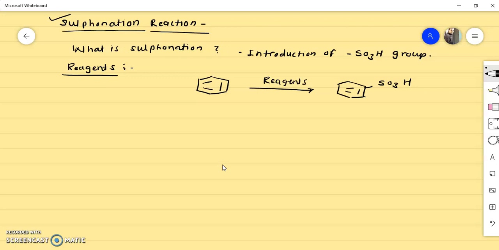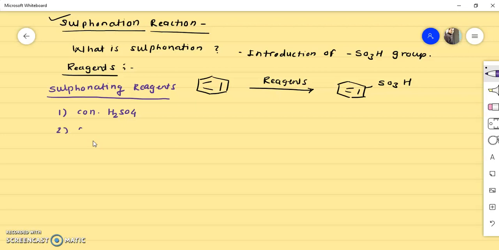Now what reagents are used for this sulfonation reaction, that we will see. The reagents used for this reaction are known as sulfonating agents, or sulfonating reagents. The first and very important one is concentrated H2SO4, remember. Concentrated sulfuric acid is the common sulfonating agent. Then the second and very important one is oleum.